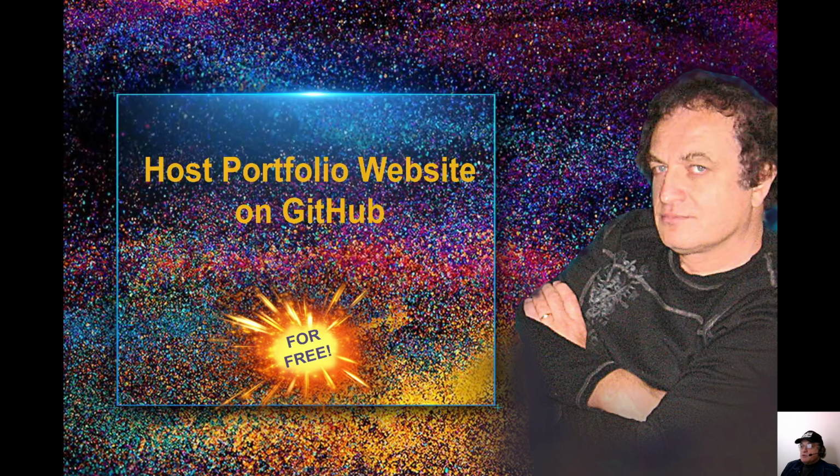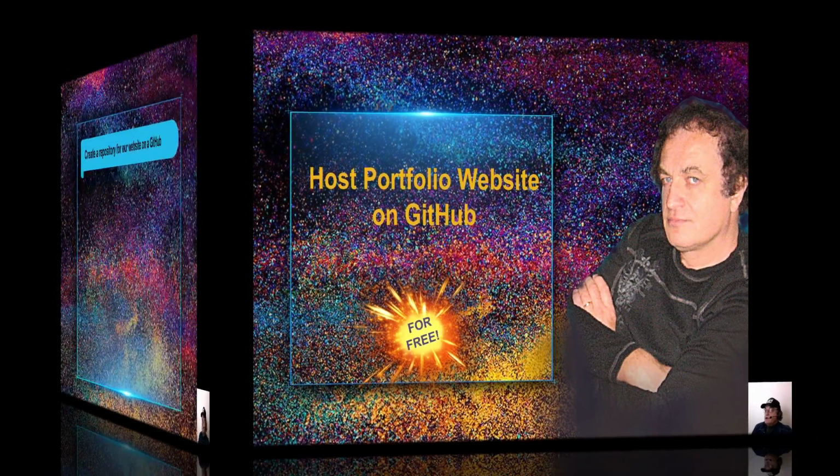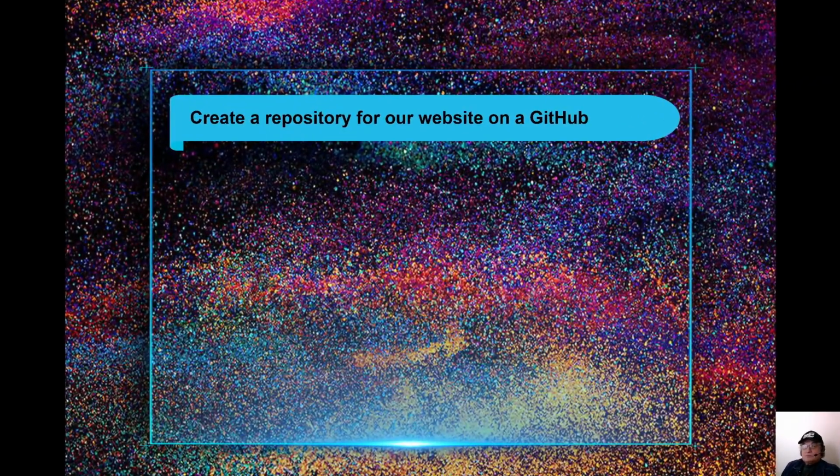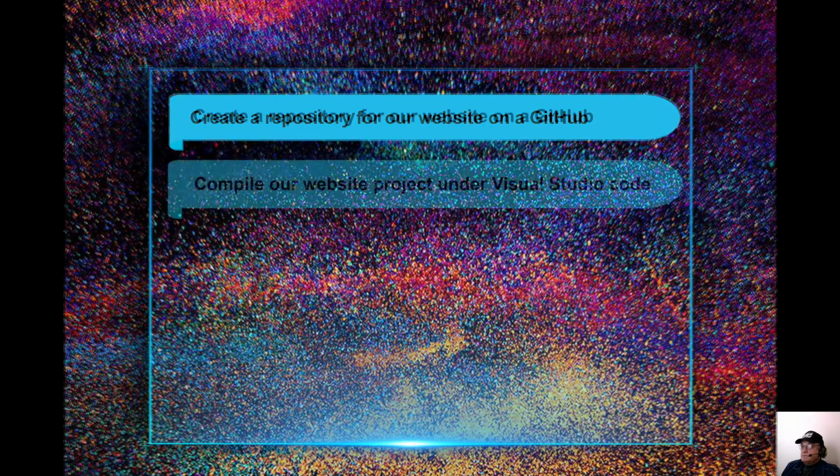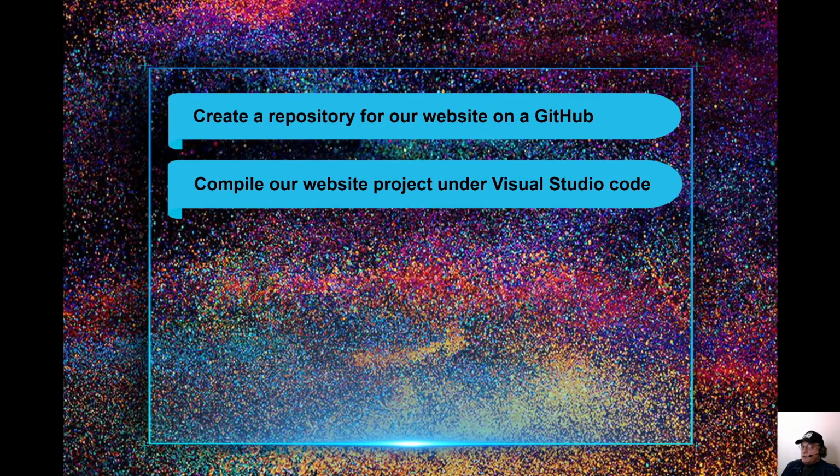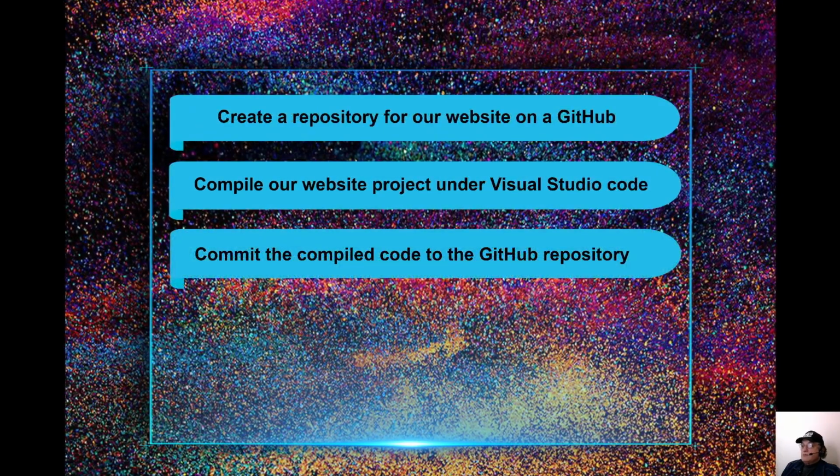There are several approaches to host our website on GitHub. We will use the simple approach where we will have to create a repository for our website on GitHub, compile our website project under Visual Studio Code, and commit the compiled code to the GitHub repository.